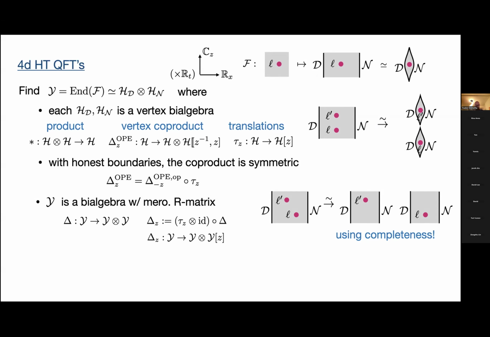It's defined for lines that are separated one way or another, definitely in the topological direction, so that we can insert N and D between them. But they can also be separated holomorphically. That's totally fine, and that holomorphic separation is just accomplished by a translation. And so one gets a second Z-dependent coproduct that's regular in Z, and when Z is equal to 0, it's just a standard coproduct.